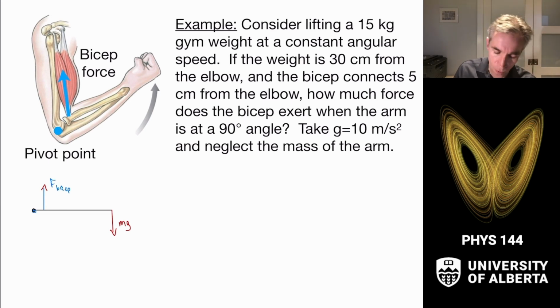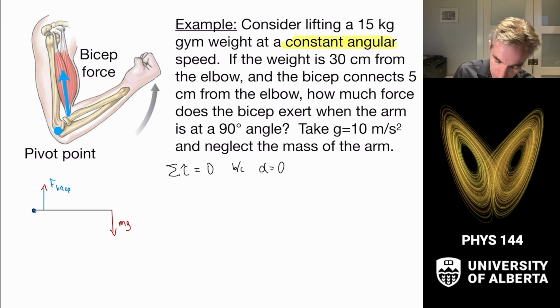And we know that for this system, the sum of the torques is going to be equal to 0 because there is a constant angular speed. That's right here, constant angular speed. And so that means that alpha is equal to 0. Thus, we can just calculate the torques and set the sum of them equal to 0.